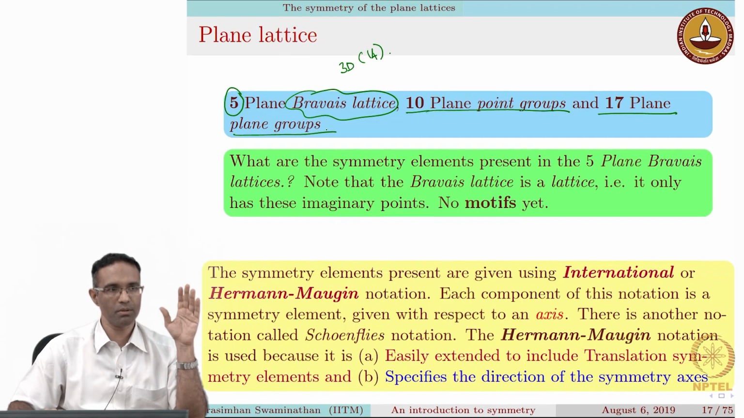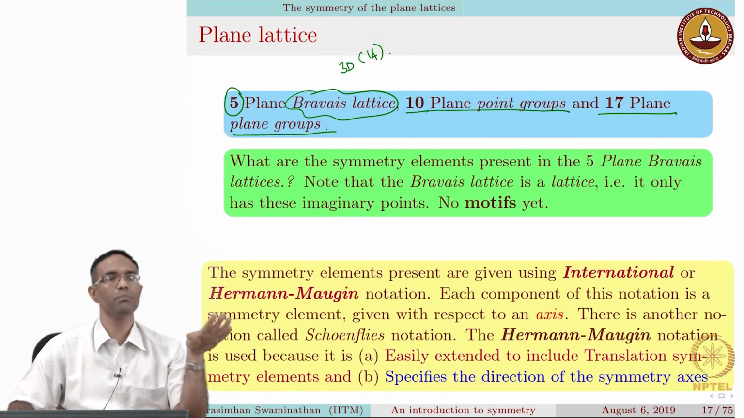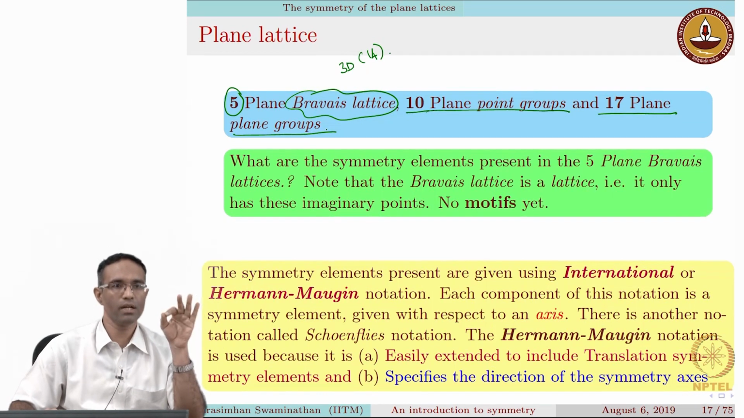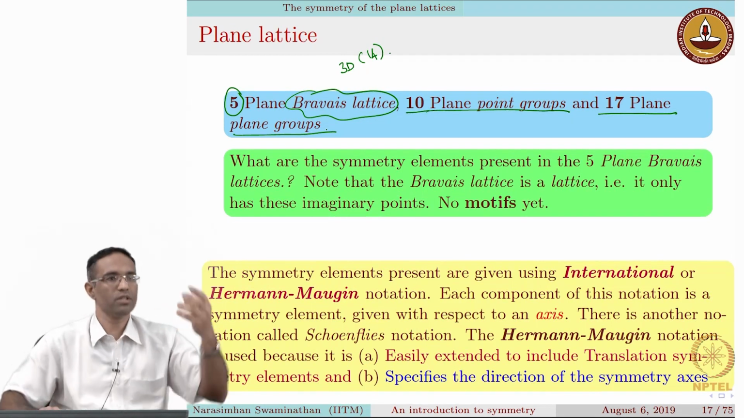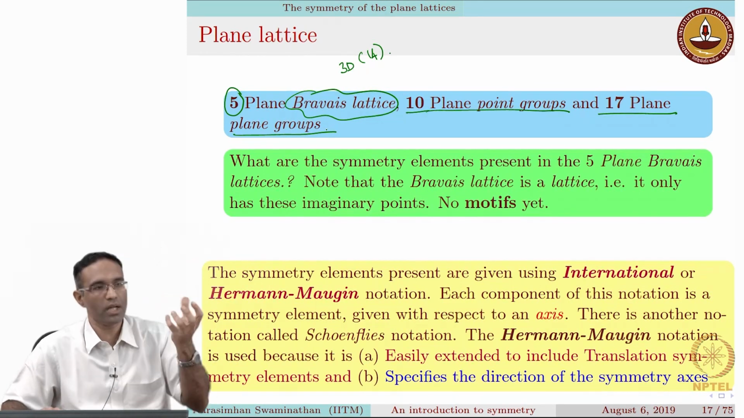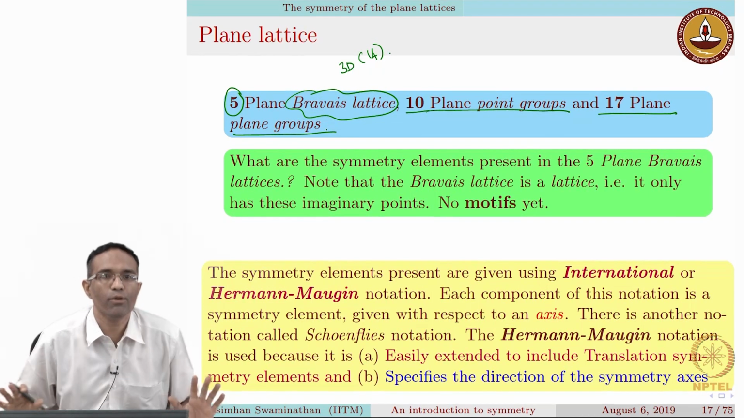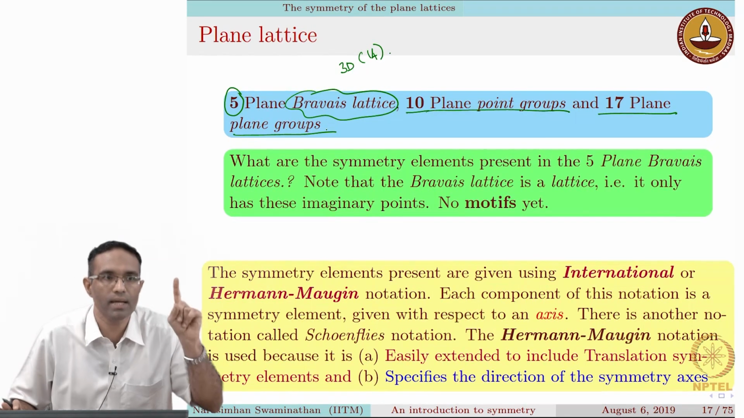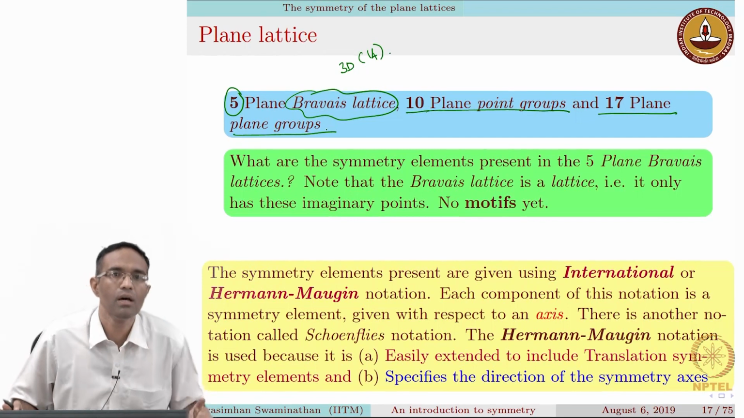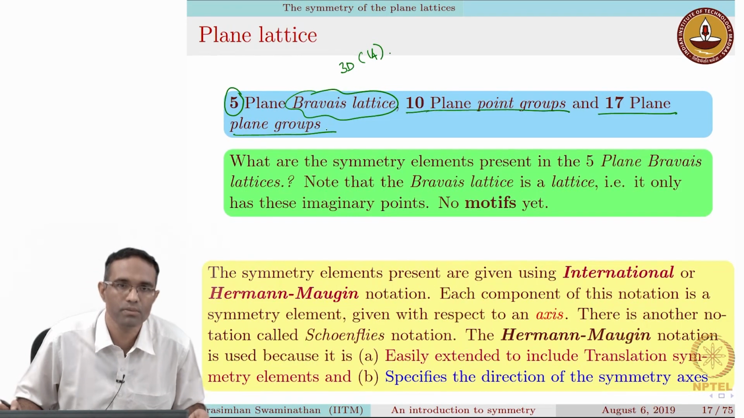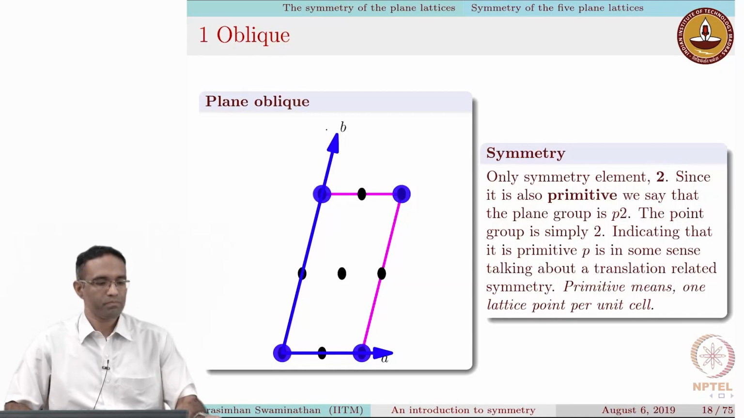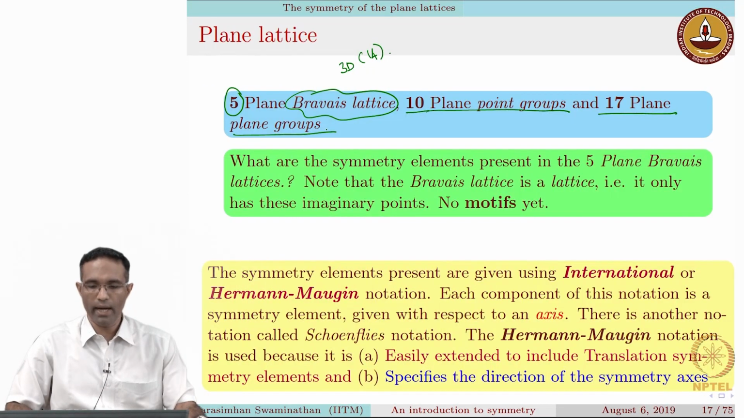What you need to remember is this point group does not contain any translation based symmetry operators. It will contain only reflections, mirrors, rotation and reflection, rotation and inversion kind of operators. It will not contain the glide plane, to be precise, in 2D. That's what it means. Okay. So this is what we are going to look at.